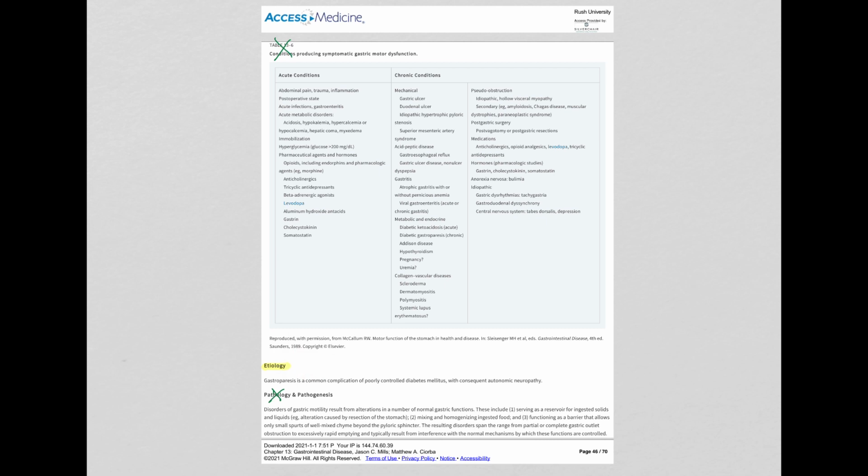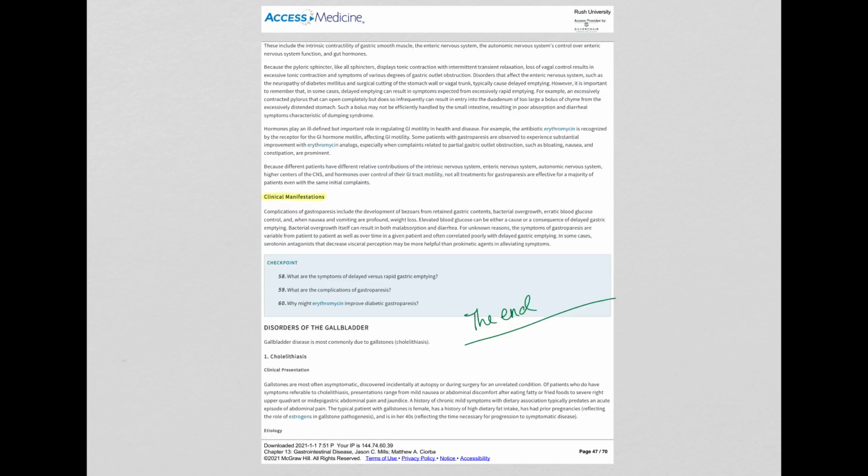The etiology of gastroparesis. You don't need to know the detailed pathology and pathogenesis from our perspective, but do read the clinical manifestations. So that's it.